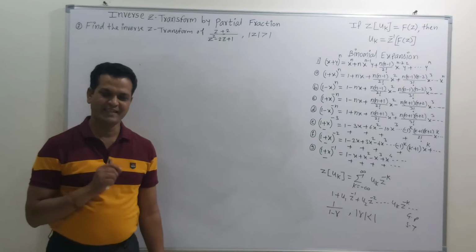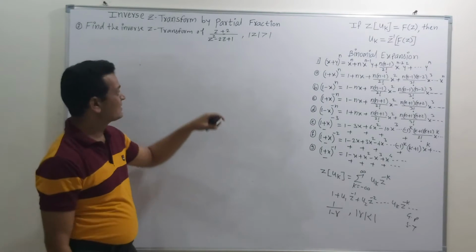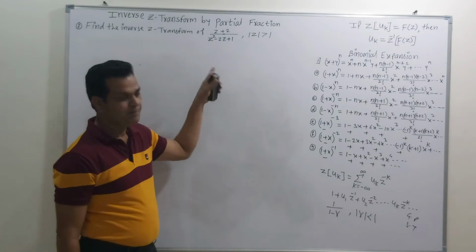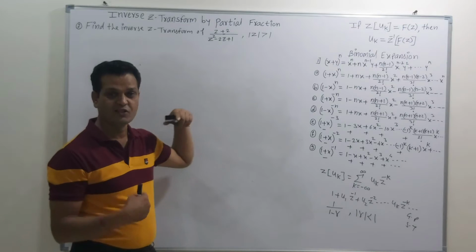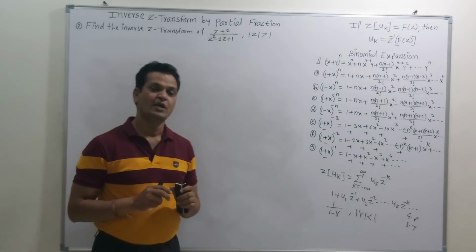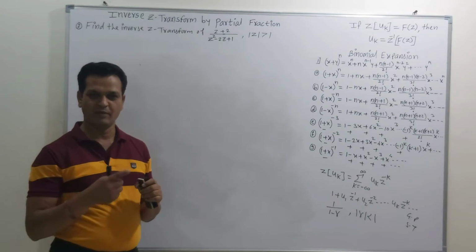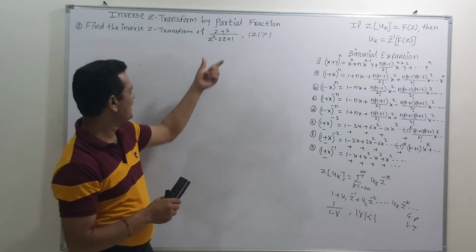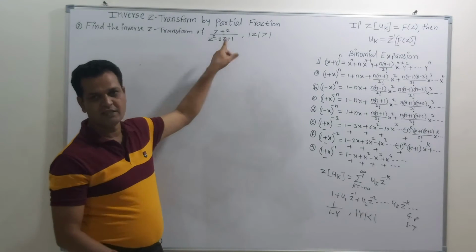Now friends, here our second example is find the inverse z transformation of (z plus 2) upon (z square minus 2z plus 1), where the region of convergence is mod of z is greater than 1. Here, we know that there are two methods for finding inverse z transformation, by binomial expansion and by partial fraction. We cannot apply binomial expansion here because this equation is not in the single form.